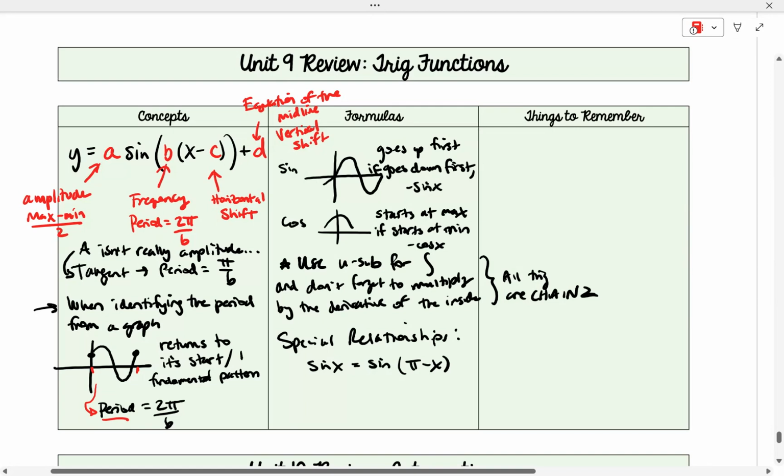Tangent is undefined sometimes, so just make sure you know what a tangent graph looks like, right? It's the one that has all the asymptotes.